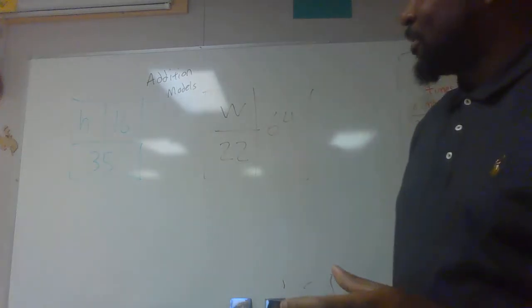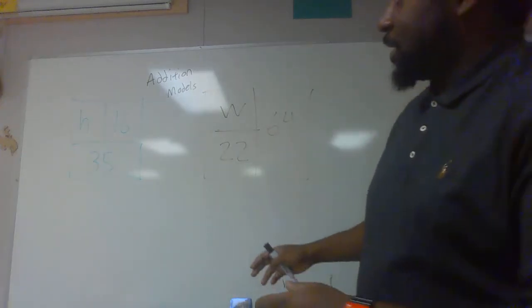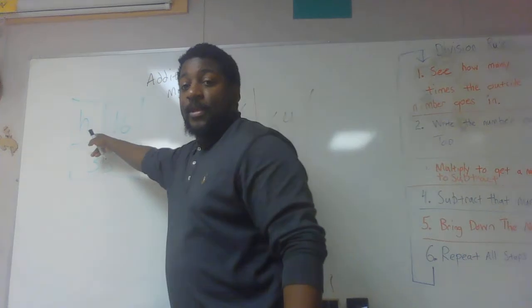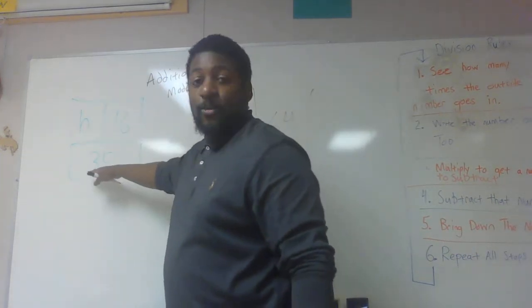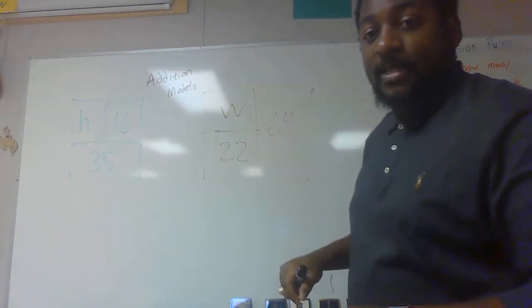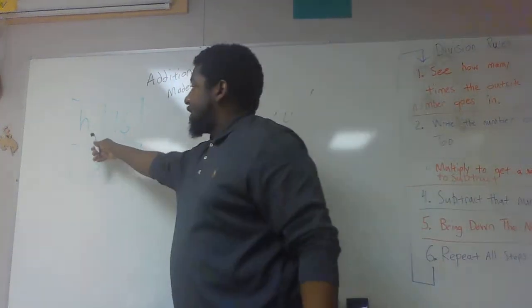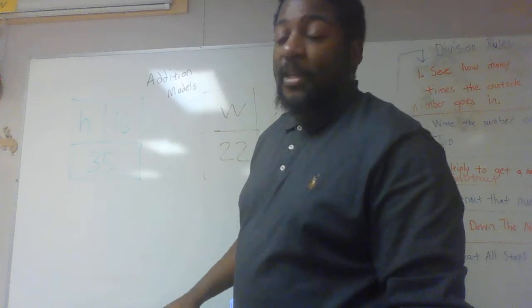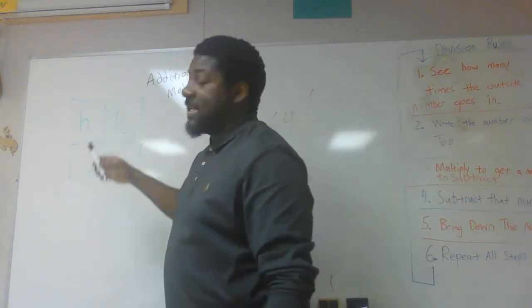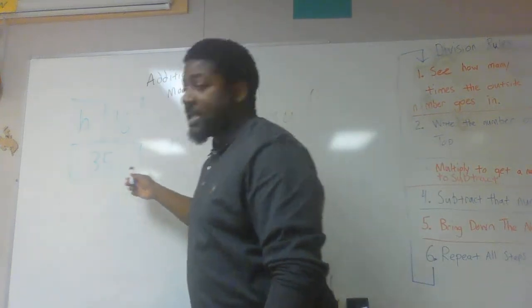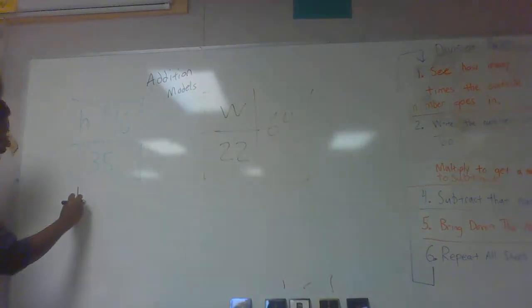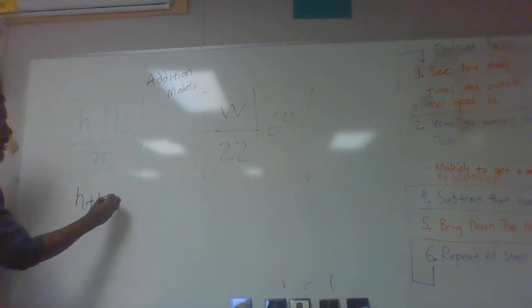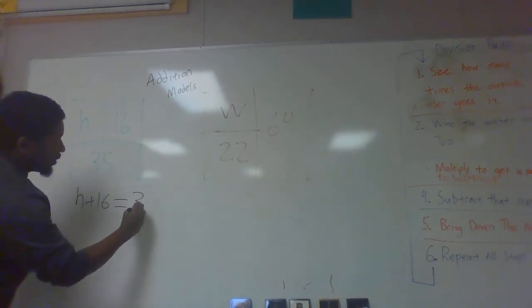Addition models look a little bit more confusing because you have a variable, a number that's actually added to the variable, and then your total is normally at the bottom, which is the bigger number box. Sometimes people get confused and think it's h and 35, but really, if you look, the h and the 16 are the same distance as 35. So this problem here is h plus 16 equals 35.